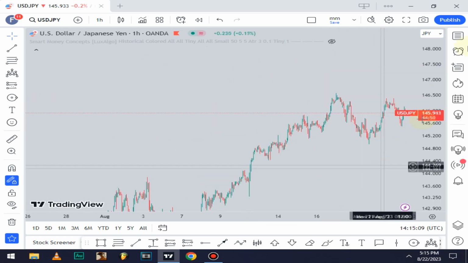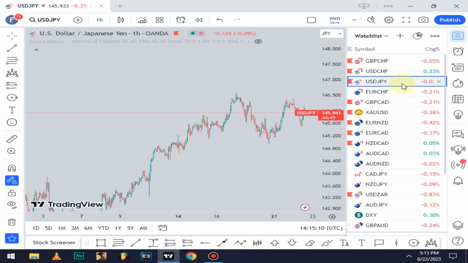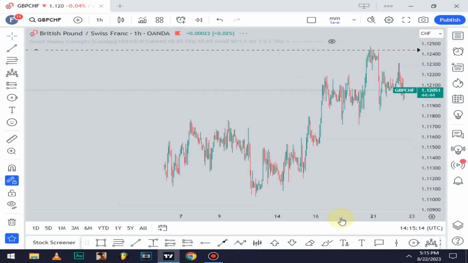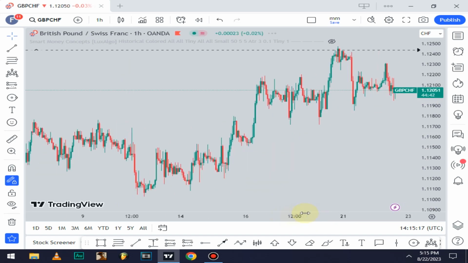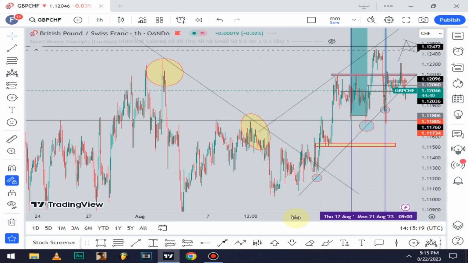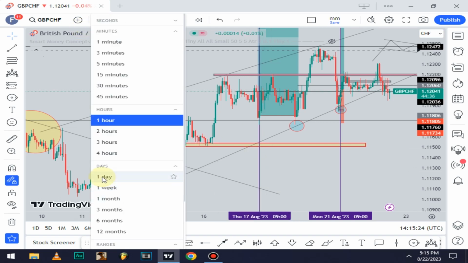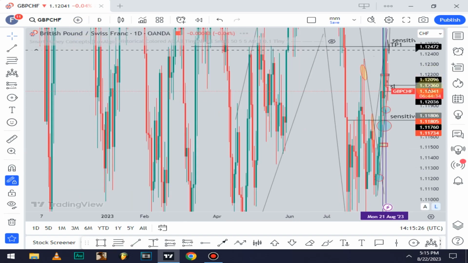Okay, then I also have the GBP Swiss franc. GBP Swiss franc also just took me out, but also in profit, no problem, because I was adjusting my trades too. So should I go? Let me start with the analysis too. Let me just do the analysis quickly.